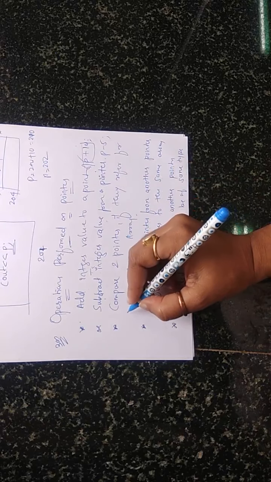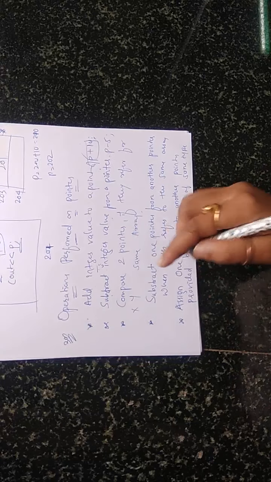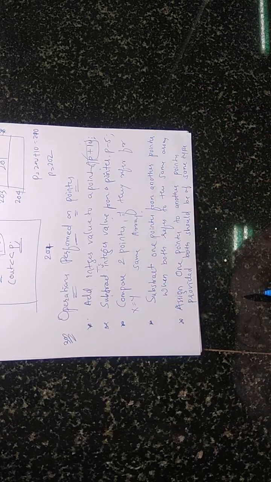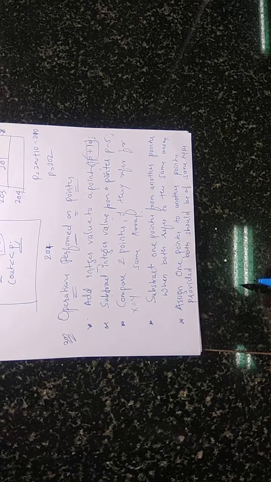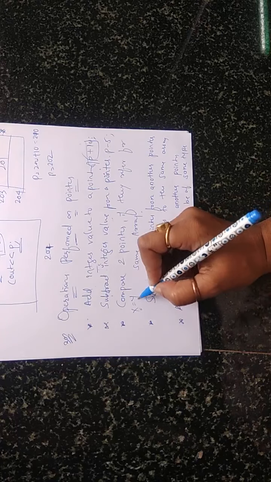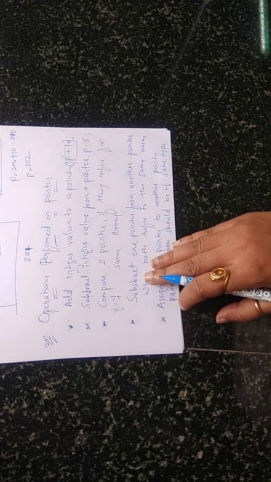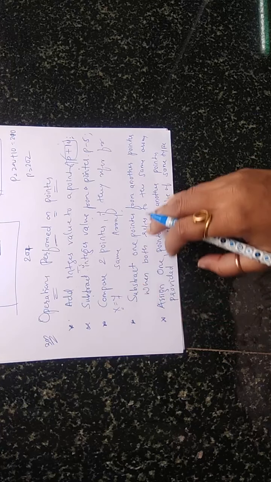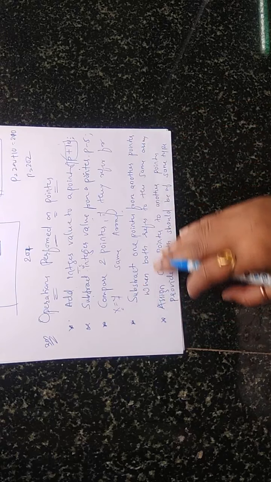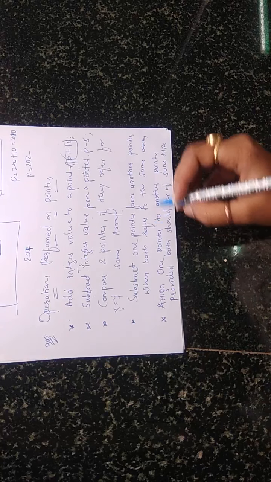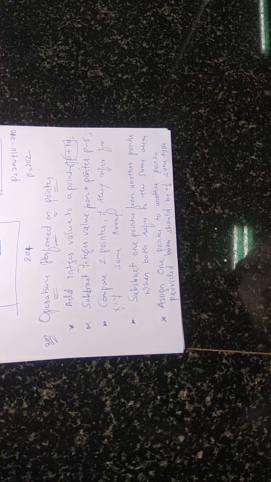If there is one pointer X and another pointer Y, we can compare both if they are referring to the same array of the memory. If they are referring to the same array of the memory, then it is possible to compare two pointers. Next, coming to the fourth operation. It is possible to subtract one pointer from another pointer when both are referring to the same array. So the pointer values we can subtract, if both pointers are referring to the same array.